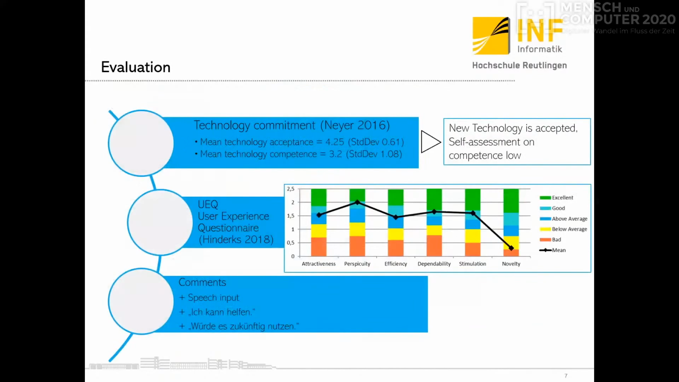Corresponding to the overall aim of this work, the purpose of the evaluation was to find out technology readiness and UX aspects like the pragmatic and hedonic quality. For this, we used the user experience questionnaire by Hinderks and the technology commitment by Neyer. We used technology acceptance and technology competence as indicators. The study was conducted with 5 persons.